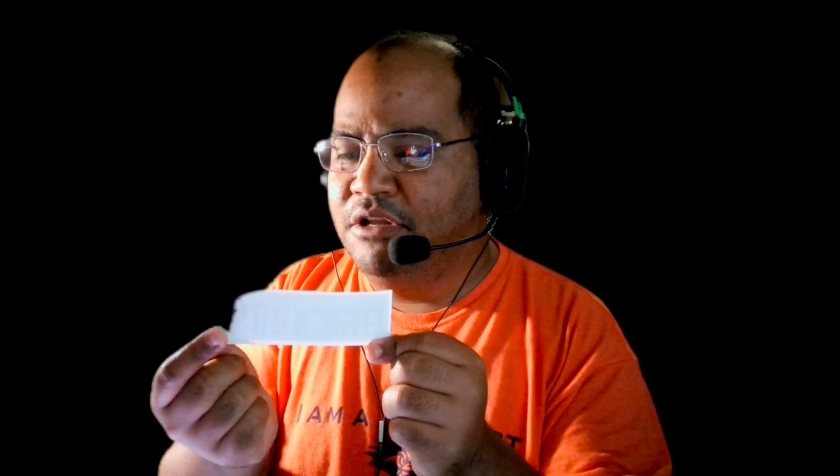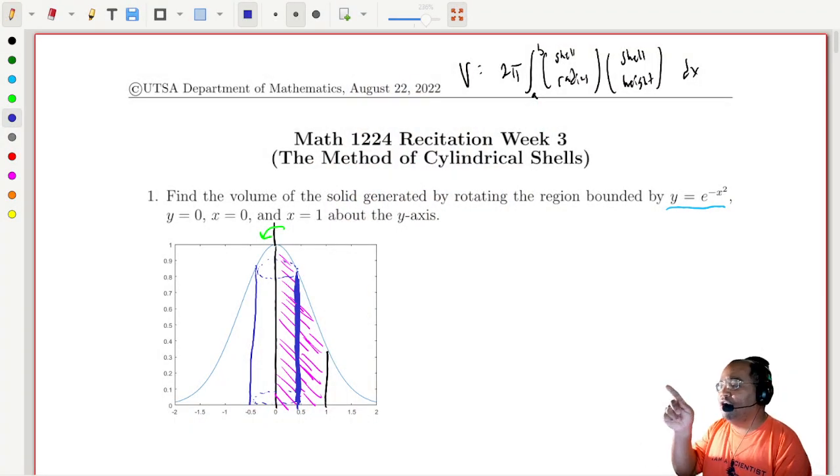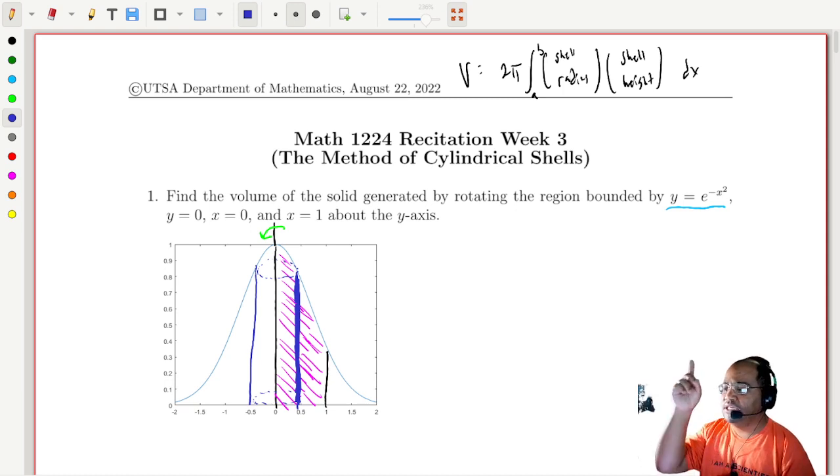Base times height in the rectangular sense. That base gets wrapped around into a circle. So we have to think about the circumference of our circle. That's the 2 pi r, 2 pi times the shell radius that you see up there.